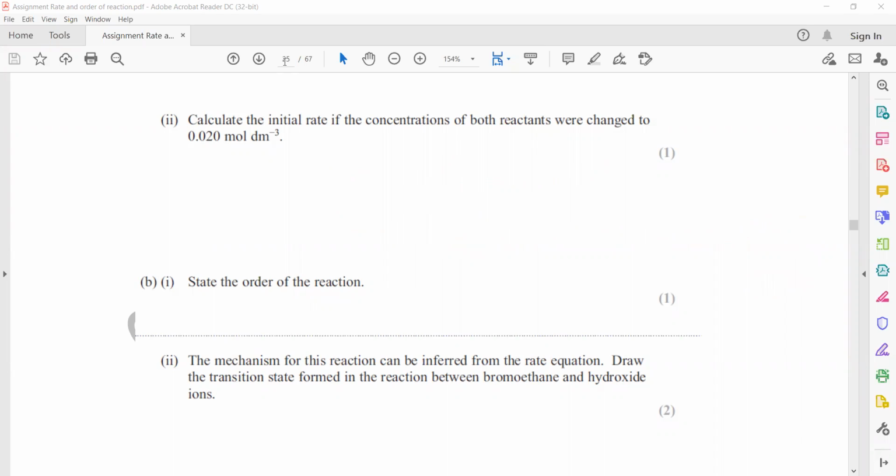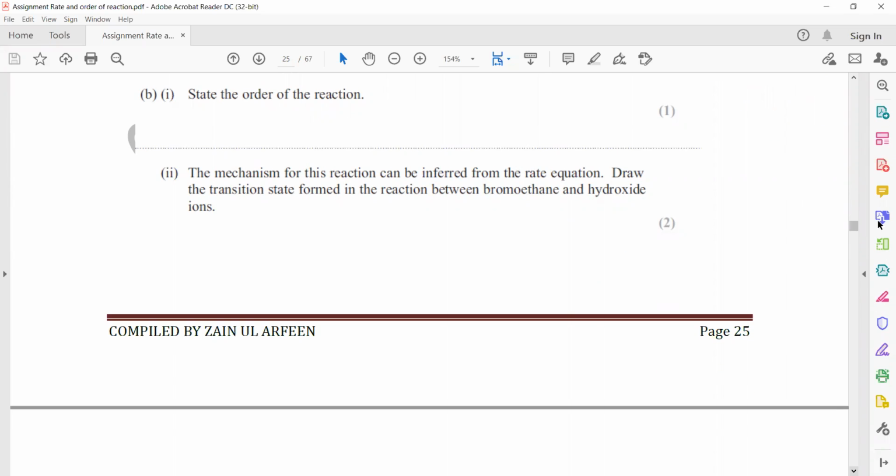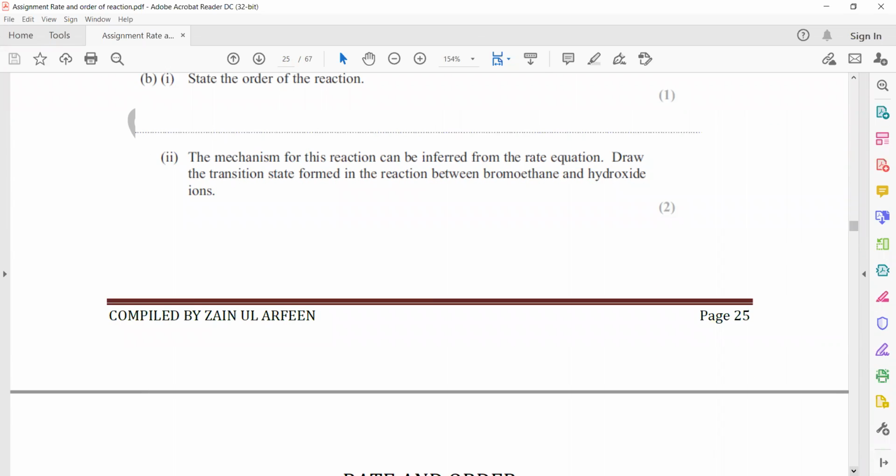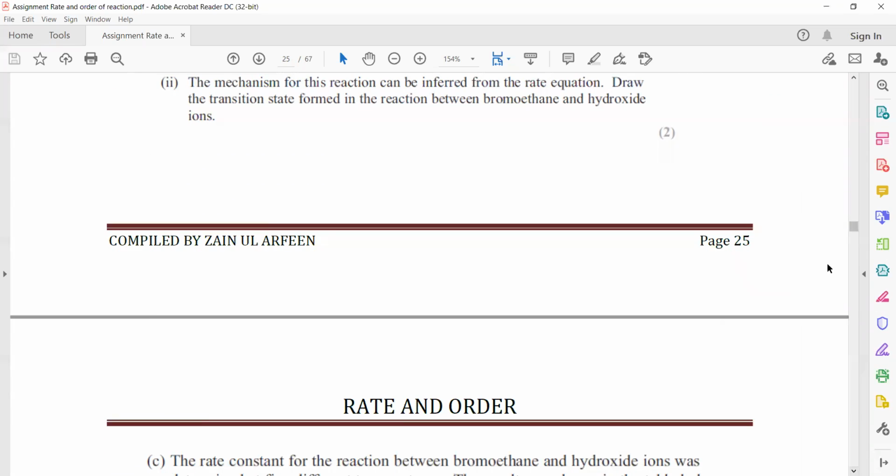The mechanism for this reaction: as you can see, both reagents are involved in the rate equation. So what will it be? It will be SN1 or SN2. SN2. Yeah. So we basically have to show the SN2 mechanism.